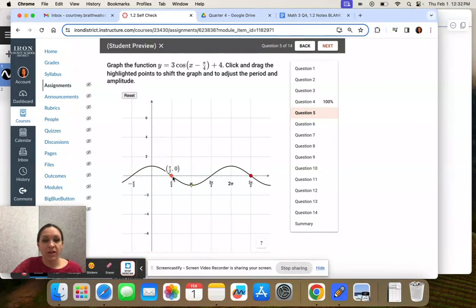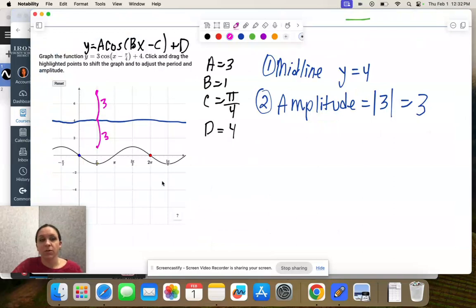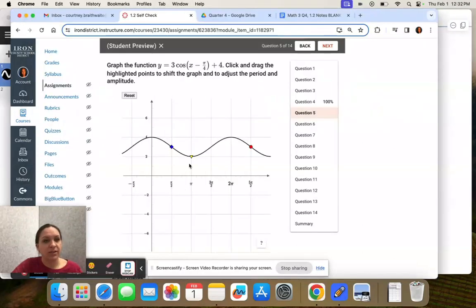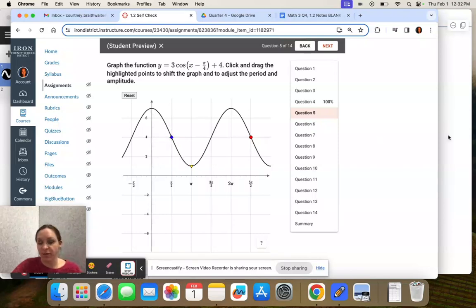So move this up to 3. That's our midline right now. I want our midline at 3. And then our amplitude needs to come down to, oh, our midline was 4. I was like, that doesn't feel right. Midline is 4. And then I thought I'm moving this down to 1. All right. So now our amplitude's 3, up above the midline and below, and our midline's at 4.